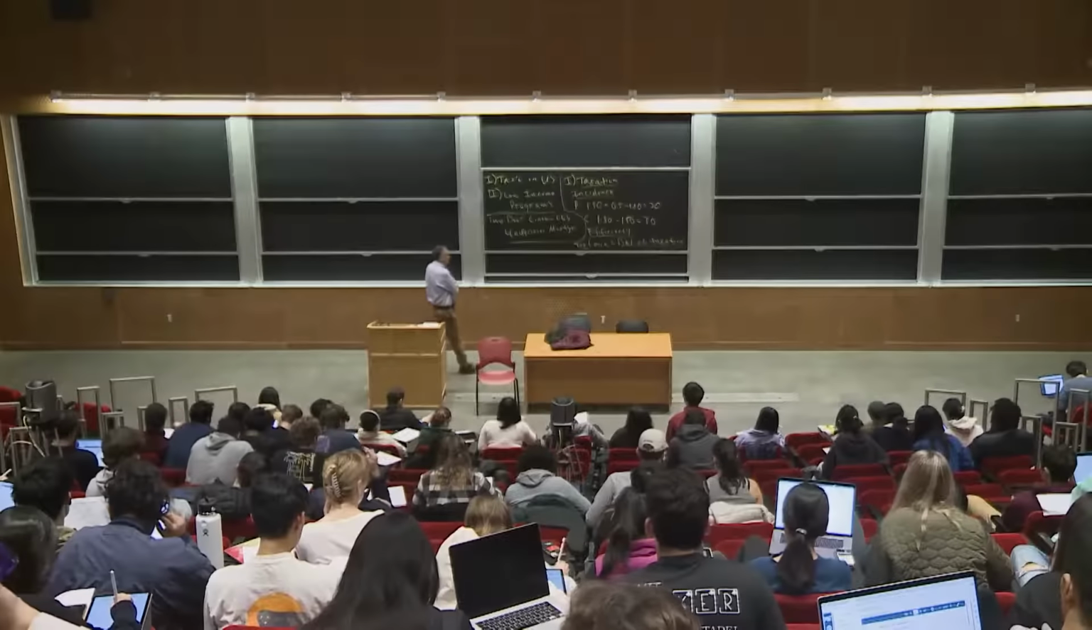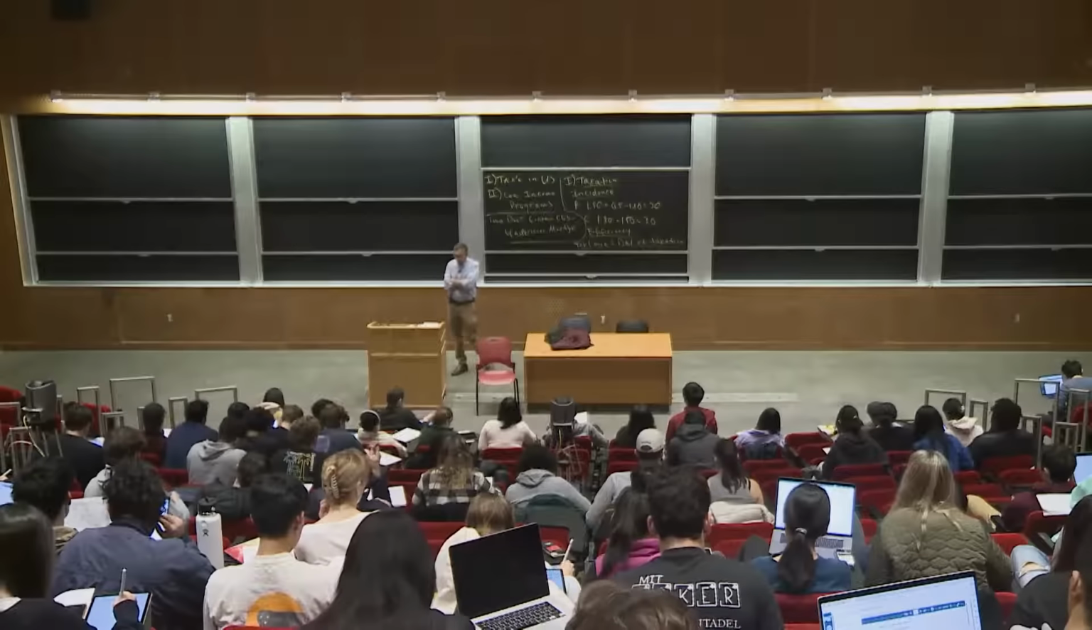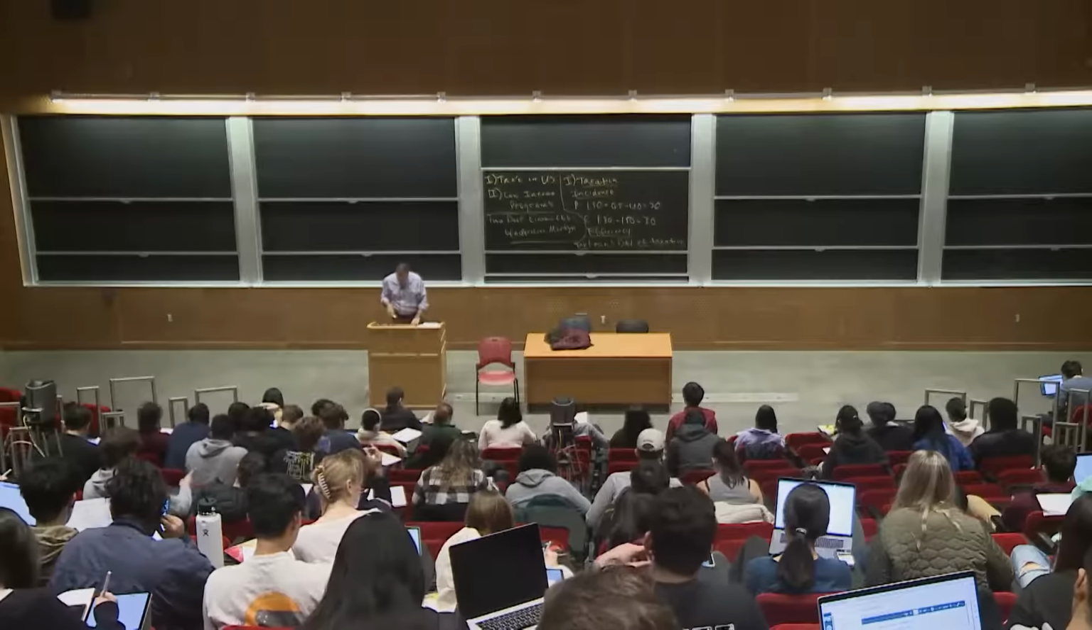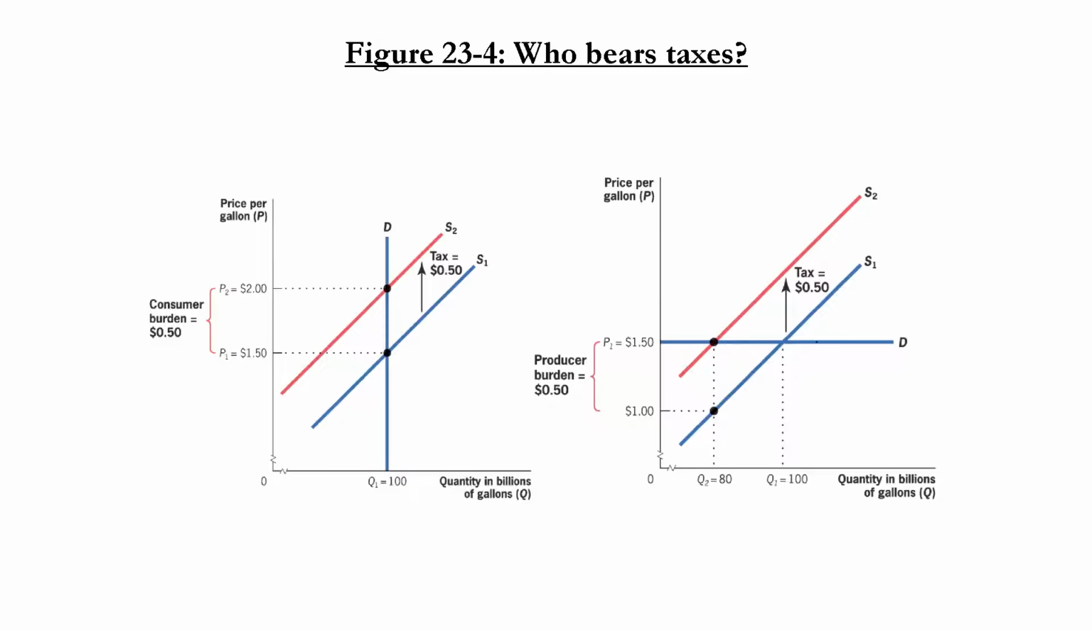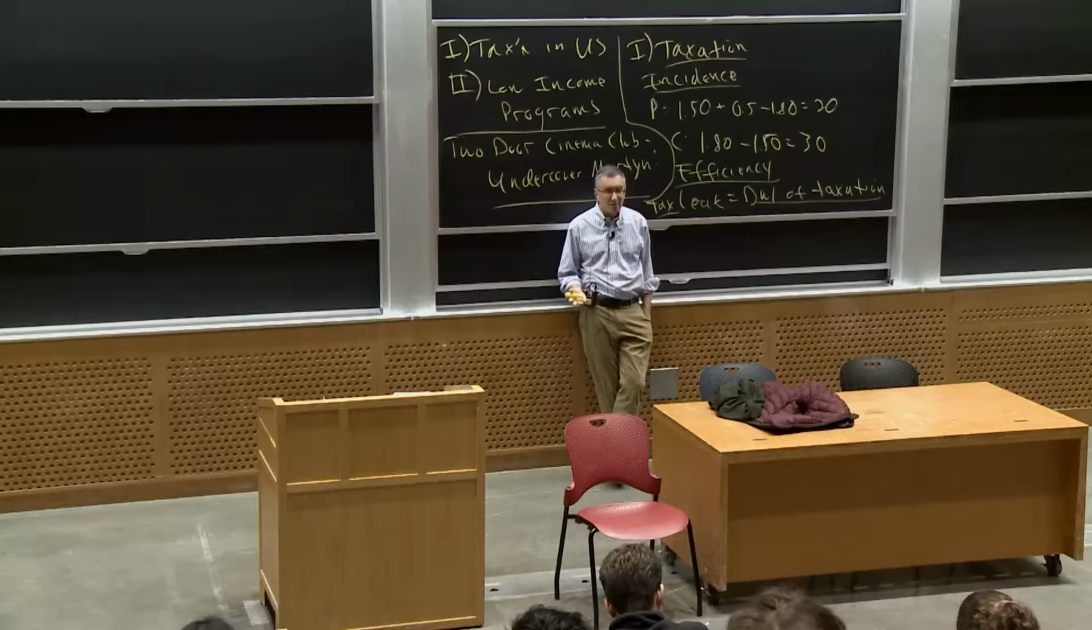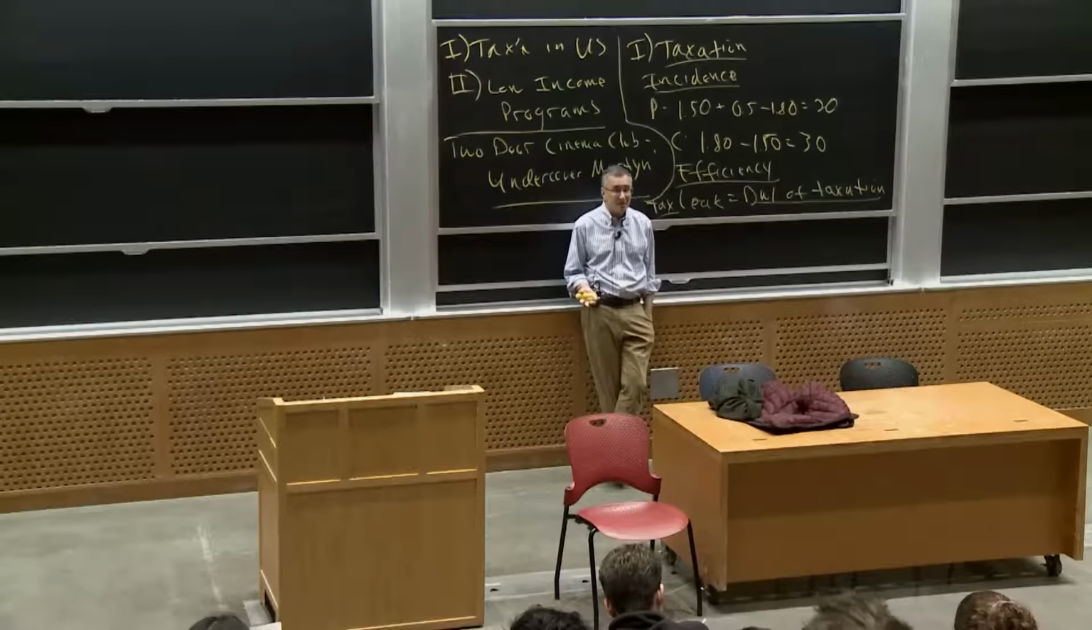Well, let me ask the question differently. Look at figure 23.4.A, first panel. Here's another way to ask your question: why aren't they charging infinity? It's inelastic demand. Why aren't they charging infinity? It's another version of your question.